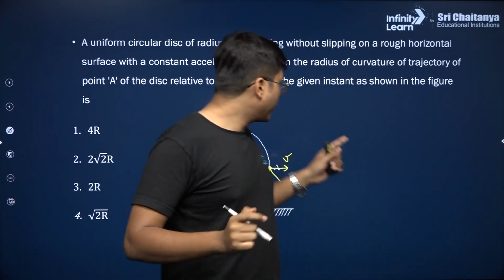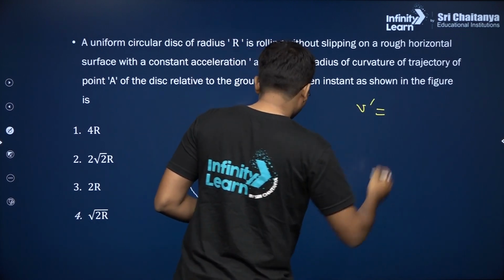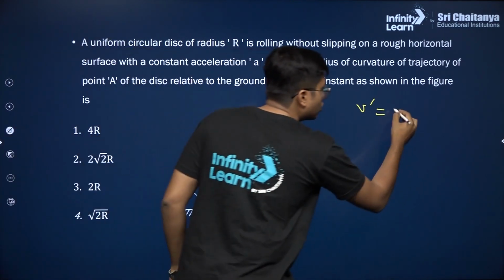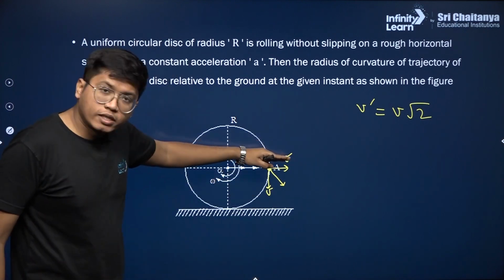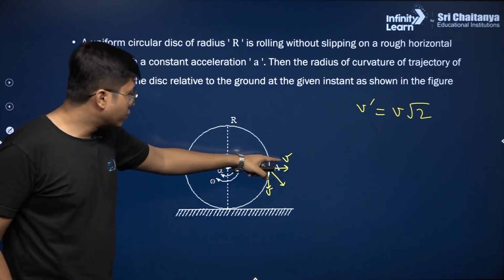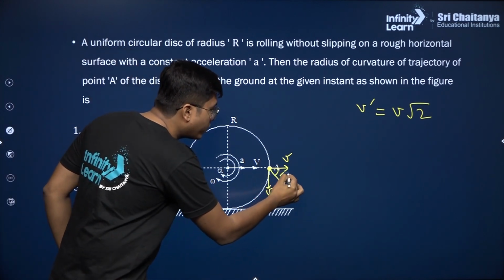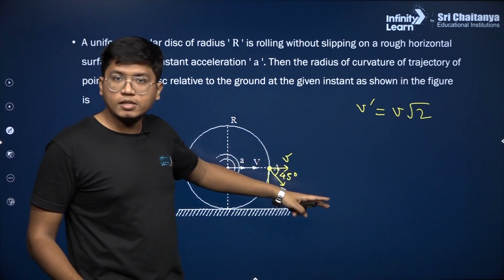And that would be given by v dash equal to the square root of v square plus v square. So that would be v root 2 over there. And since you have v and v as equal, you know that each of these angles would be 45 degrees, right? Because the x and y components are equal.